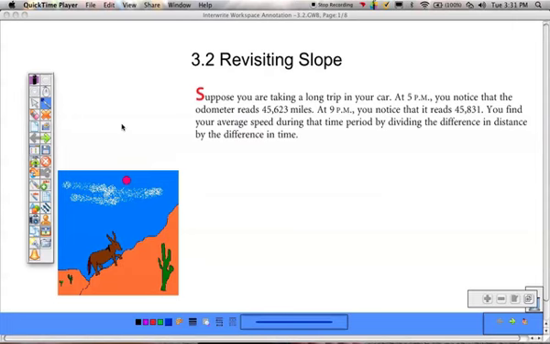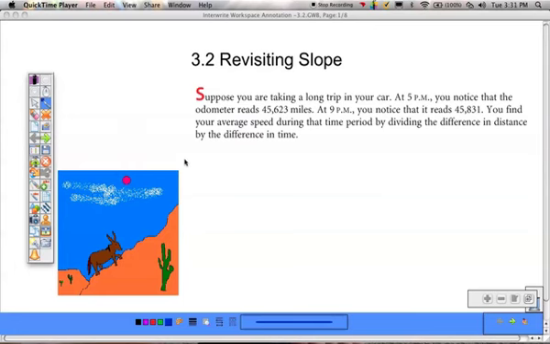Suppose you are taking a long trip in your car. At 5 p.m. you notice that the odometer reads 45,623 miles. At 9 p.m. you notice that it reads 45,831 miles. You find your average speed during that time period by dividing the difference in distance by the difference in time.